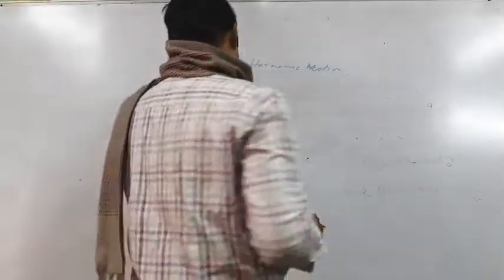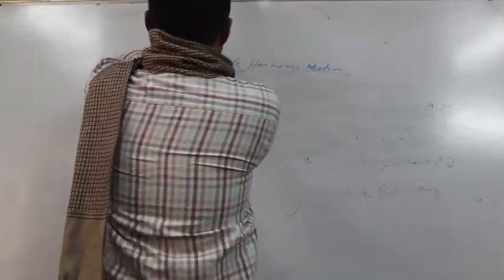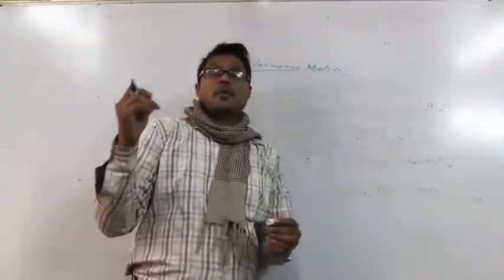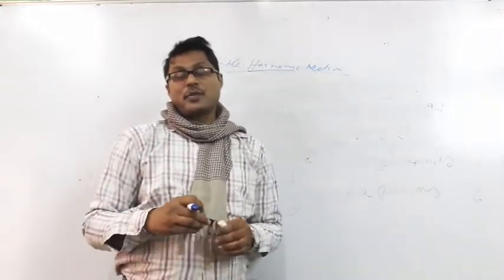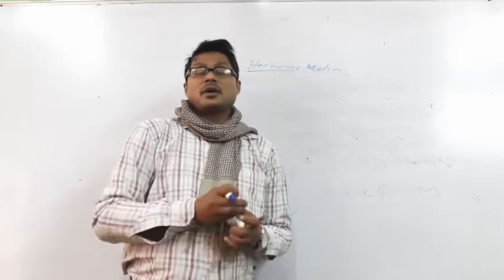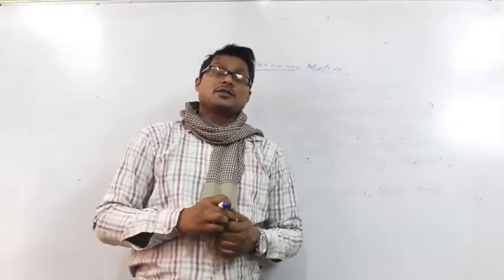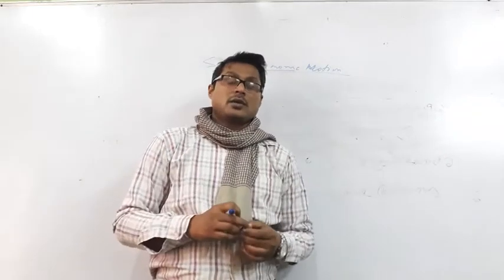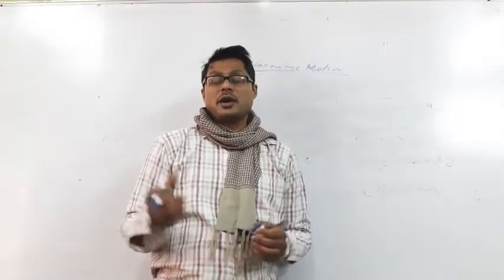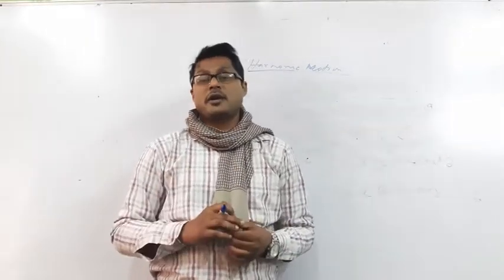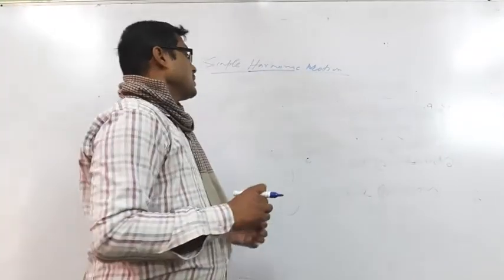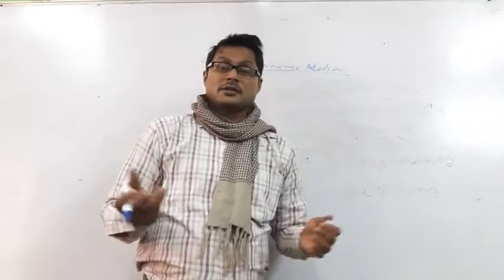So first, what is harmonic motion? Simple harmonic motion. What is harmonic motion? Harmonic means when a particle performs its motion along the same path with the same time interval, then it is called harmonic or periodic. Okay. So harmonic or periodic, the same terms.